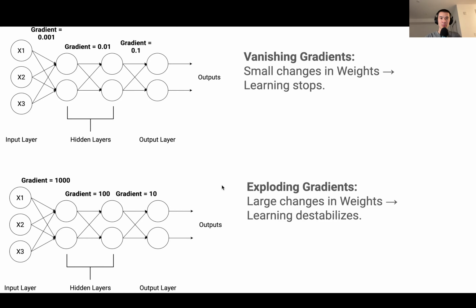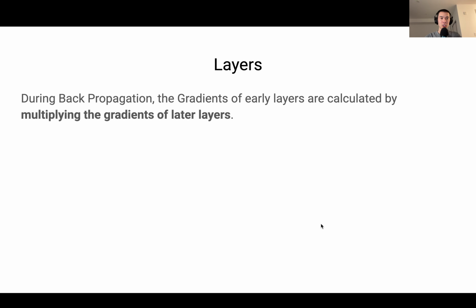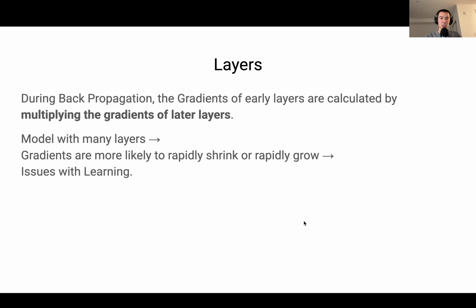And here's a quick recap. If the changes in weights are too small, learning stops. If the changes in weights are too large, learning destabilizes. Let's talk about layers. In a model with many layers, gradients are more likely to rapidly shrink or rapidly grow because there's more layers, so there's more multiplications. Rapidly shrink is vanishing gradients, and rapidly grow is exploding gradients, which will cause issues with learning.